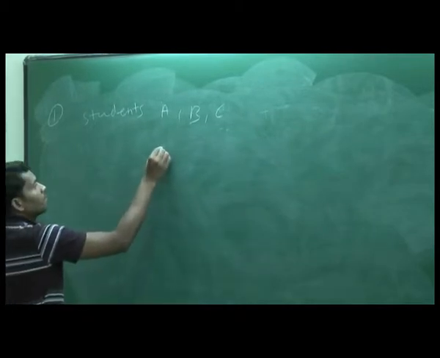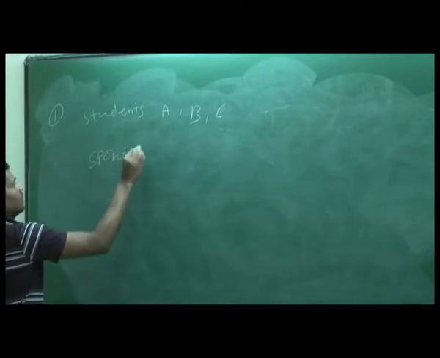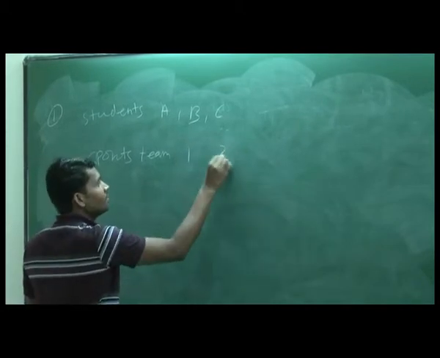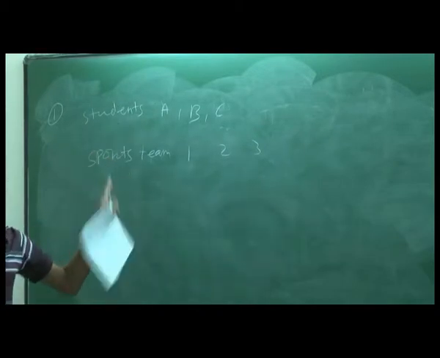And they have to be put in sports teams. In the school there are 3 sports teams, suppose named 1, 2, 3. We have to put 1 student in every team, right? So how many ways? 3 factorial, 6 ways.